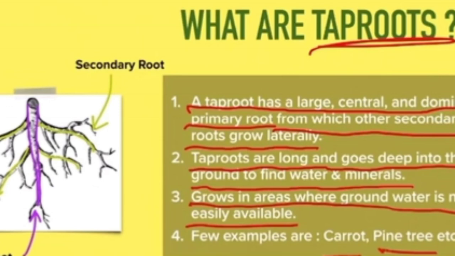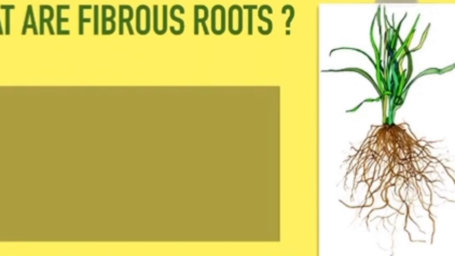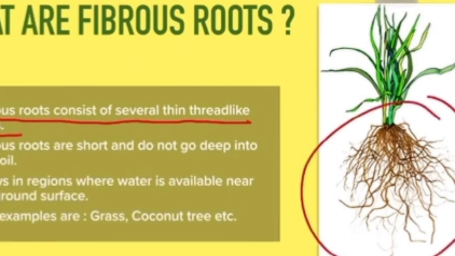Now children, here in this diagram we can see the fibrous root. Now what's the difference between the fibrous root and the taproot? Fibrous root consists of several thin thread-like roots. Here you can see several thread-like roots coming out from the plant, and they do not have the primary root or the secondary root like a taproot. All the roots are thread-like and they arise from the main point. They are very short and do not go deep into the soil.